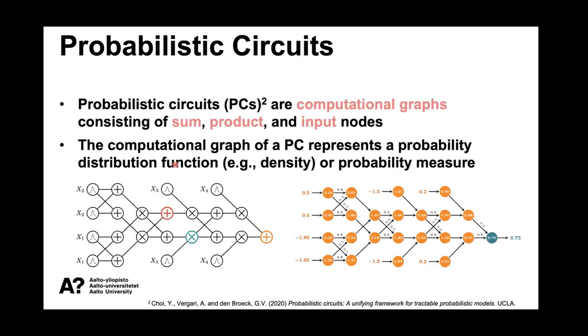Probabilistic circuits are a very special type of neural network, one could say, where the computational graph consists only of sum and product nodes, and has input nodes, which are usually nonlinear and represent some probability distributions. Here's an illustration of a probabilistic circuit. While neural networks represent arbitrary functions, probabilistic circuits usually represent distribution functions or densities. So when I'm evaluating this model, what I get out at the end is always a probability value. In neural networks I would get a prediction, and in these models, I get a probability.